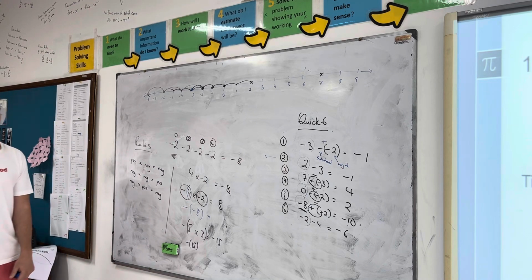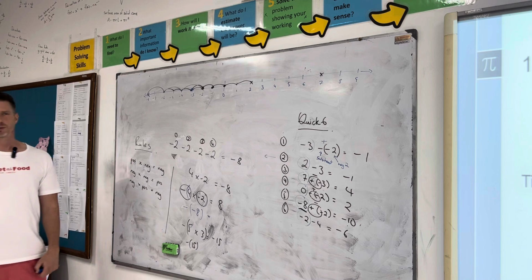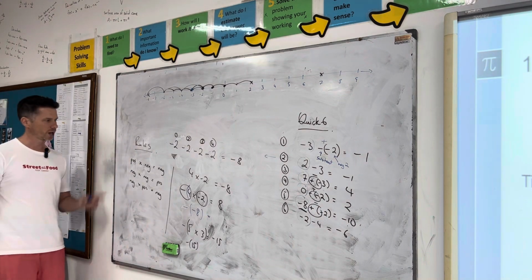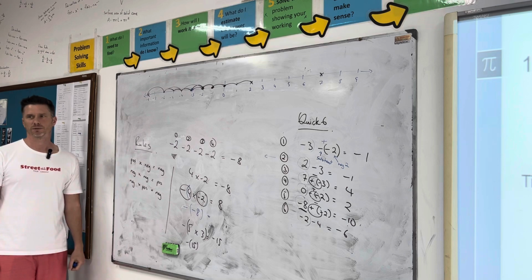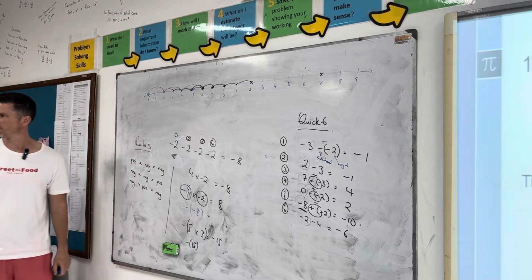Now I'm using the shortened word instead of the symbol, just because it gets a bit messy if you try and put in all the symbols. But a positive number times a negative number gives a negative. So if the signs are different, you may notice that you get a negative. One's positive, one's negative.